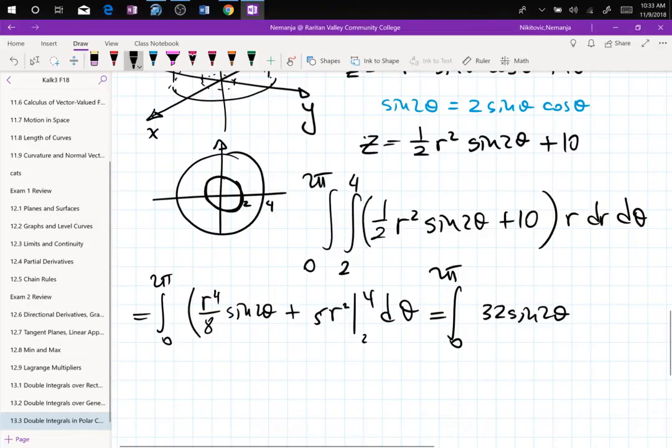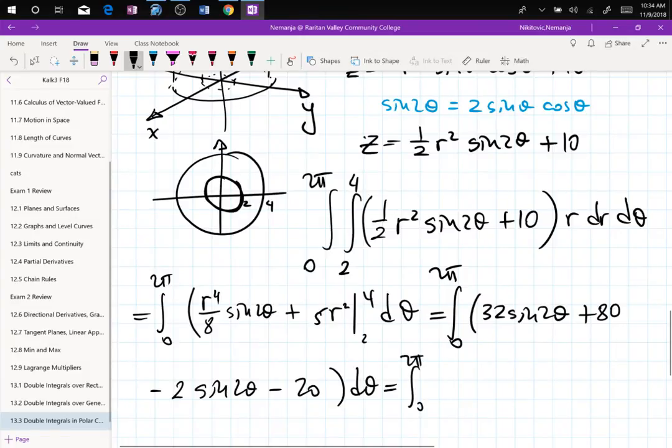So 32 sine 2 theta plus 20r plus 2080, right? Minus, plug in 2, that's 16, that's gonna be 2 sine 2 theta minus 20 d theta, 0 to 2 pi. 32 minus 2, that's 30 sine 2 theta plus 60. I hope that's good.